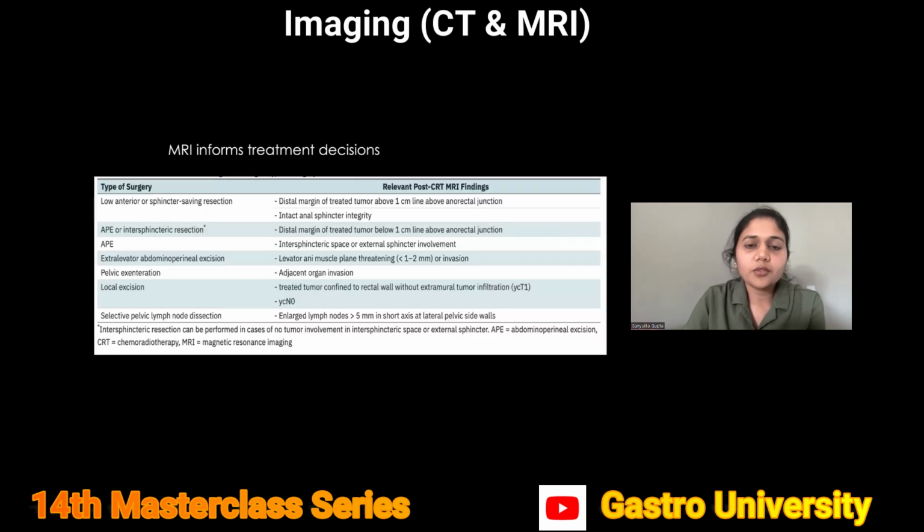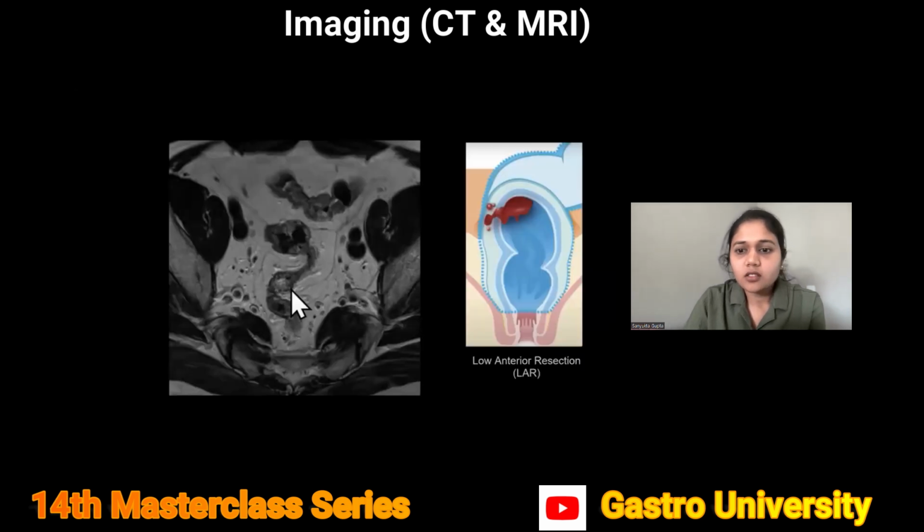So basically, MRI informs the treatment decisions and the type of surgery. If it's a low anterior resection, the distal margin of the treated tumor should be above 1 centimeter line above the anorectal junction. And here on MRI, we can define the anorectal junction and where the distal margin of the treated tumor is, so accordingly the treatment decisions are made. Whether the patient has to undergo an APR, extralevator APR, pelvic exenteration, or can undergo a local excision and selective pelvic lymph node dissection. So this is just a pictorial description of the various surgeries.